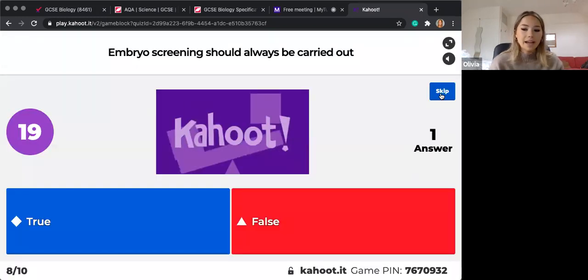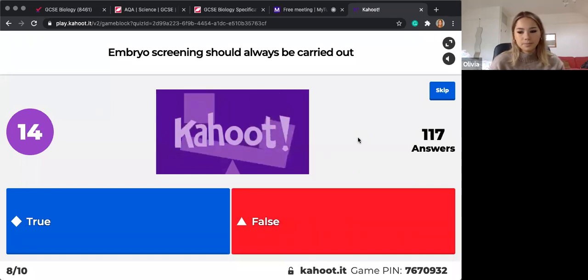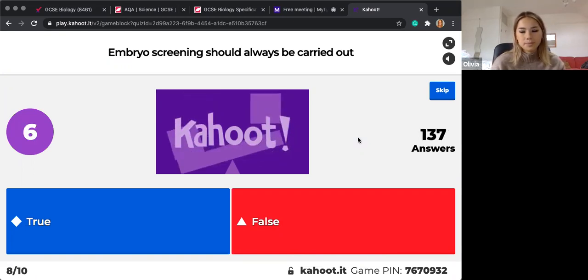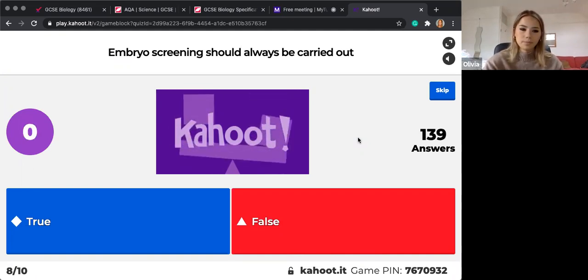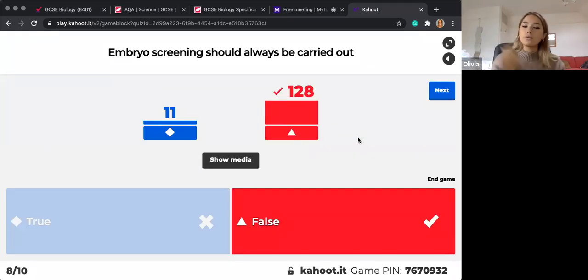Okay, should we always carry out embryo screening? Is that true or false? Good, false. So the reason, and this links into when you start to have a look at the exam questions to do with embryo screening, quite often you have to weigh things up. They'll give you some information about the disease that we're screening for, and we have to weigh up the costs and the benefits.